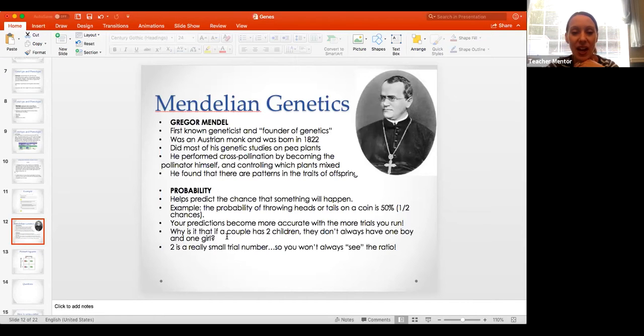We always see this, people say, well, what about children? As you think about people having kids, a couple has 2 kids, how come one isn't a boy and one isn't a girl? I know that myself because I've got 2 little boys. With predictions and probability, the more trials that you run, the more accurate it becomes. So with 2 children and a 50-50 chance, that's a small trial number, so you're not actually going to see that ratio. Sometimes you do, sometimes you don't.